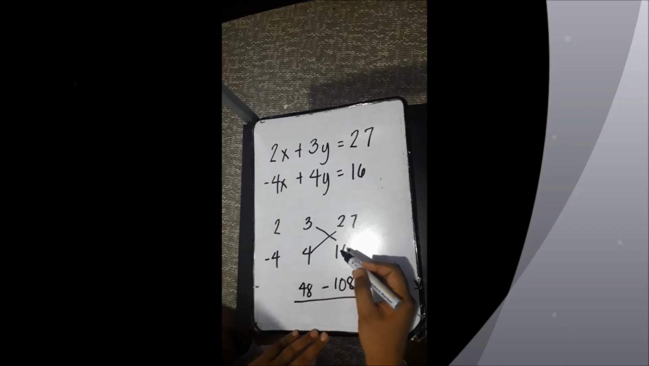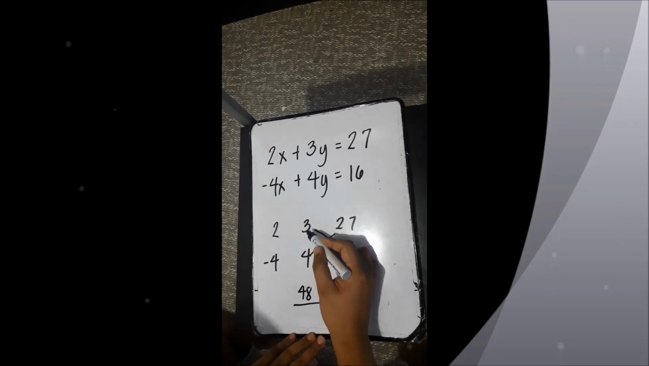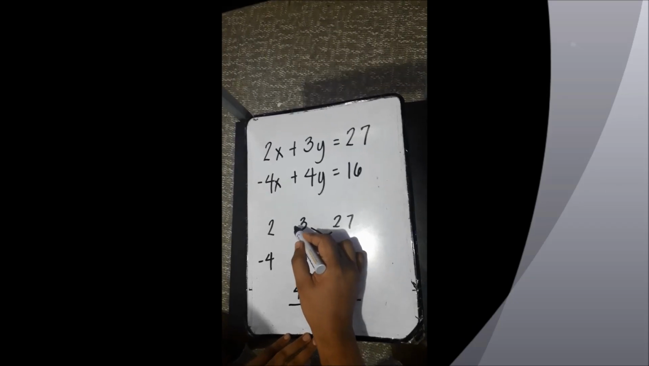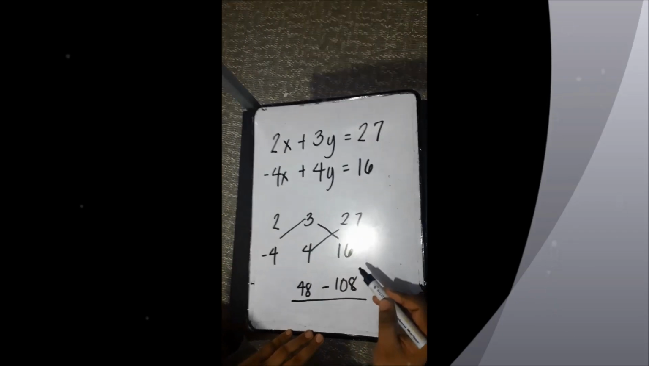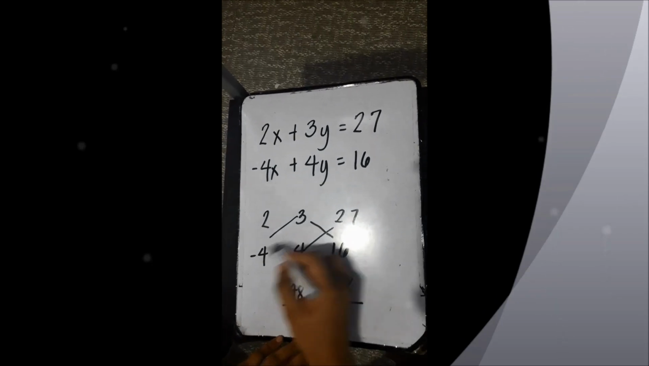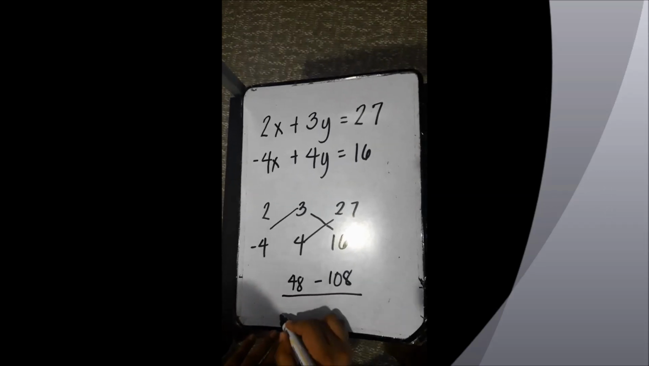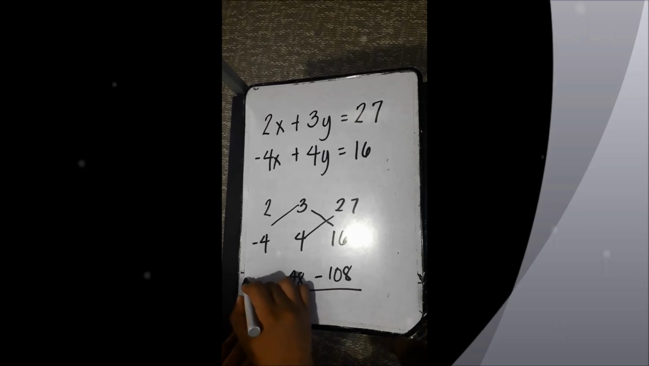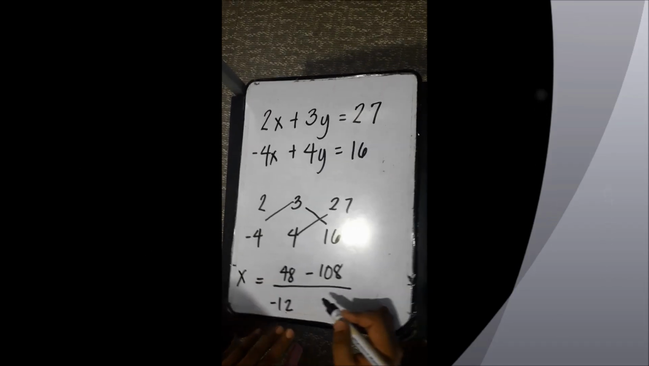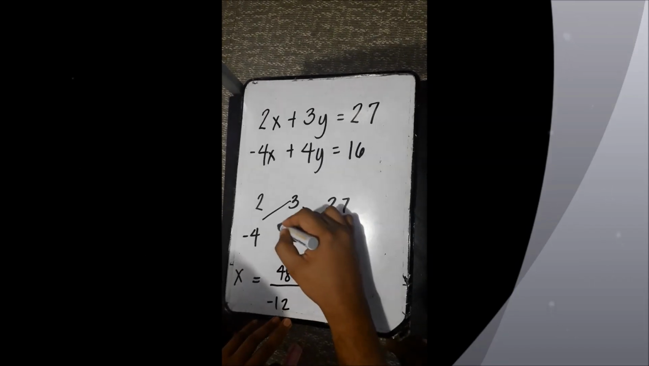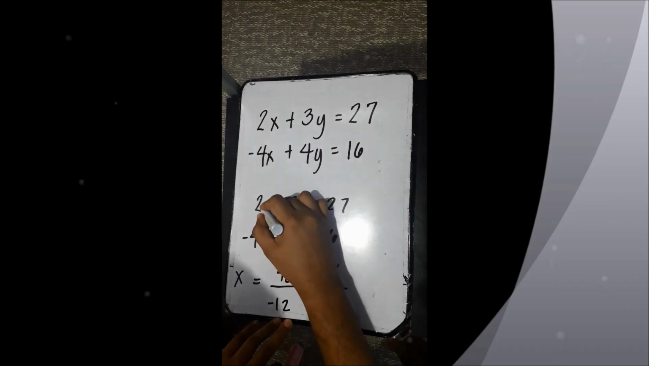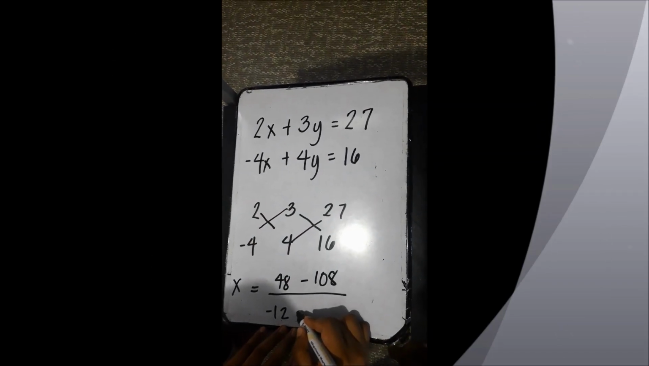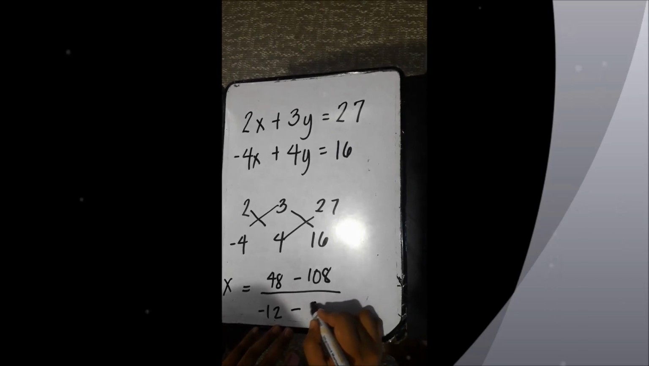now I'll be reversing this time. I'll be multiplying the coefficient of y in the first equation, which is 3, by the coefficient of x of the second equation. That's 3 times negative 4, which gives me negative 12. So this is the value of x. And the other pair is 2 and positive 4. That gives me 8, but I'll be using minus also.